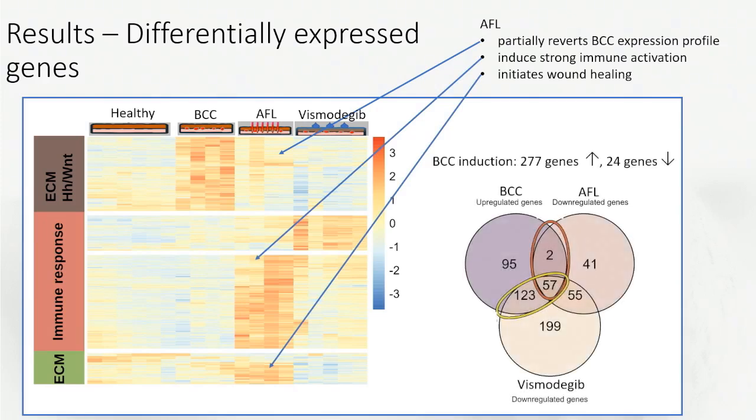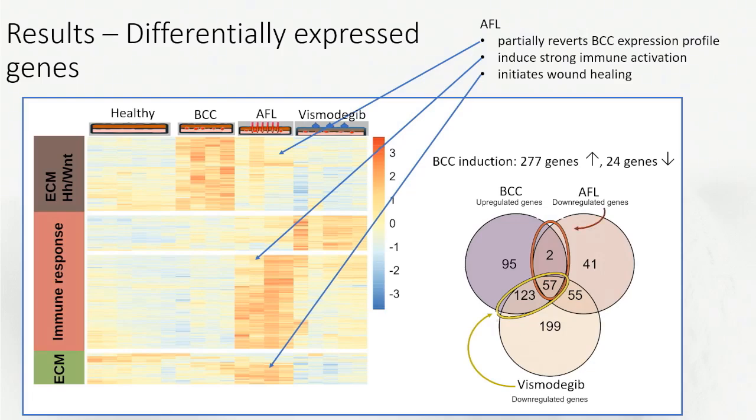Looking at the information in another way, we can see that induction of BCCs mostly increases expression of genes, 277 genes in total. When then looking at the 2 different intervention treatments, vismodegib and ablative fractional laser, which genes do they downregulate? We can see for vismodegib, a total of 108 genes of the 277 genes are downregulated, while for ablative fractional laser, the same number is 59.